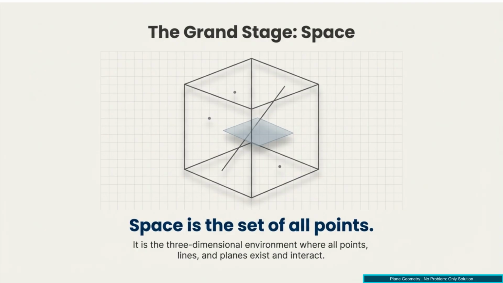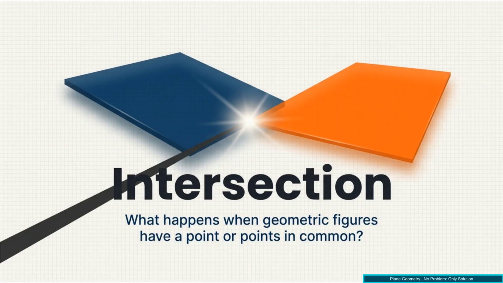The grand stage is space. Space is the set of all points, the 3-dimensional environment where all points, lines, and planes exist and interact. Now that we have the foundational terms in geometry, let's explore the concept of intersections. What happens when geometric figures have points in common? Or what happens when they intersect each other?